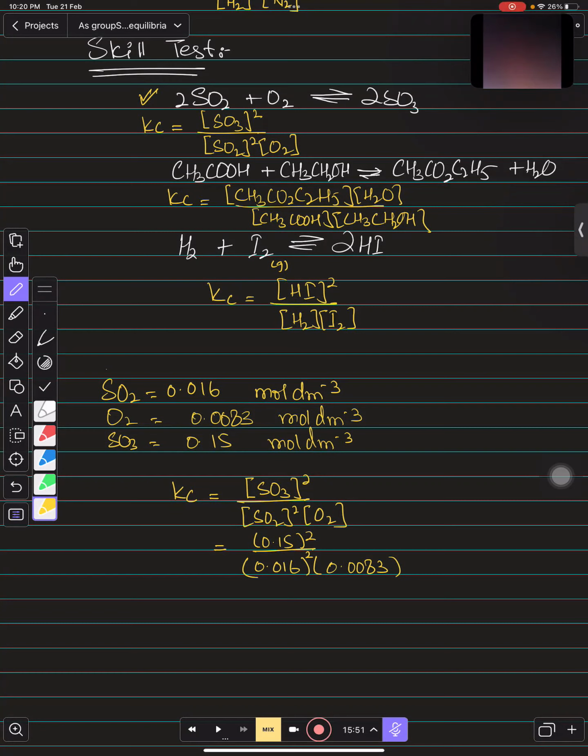क्या आंसर आएगा? Let's check. आपके पास कैलकुलेटर खोलना है, और उसके अंदर we have 0.15 square over 0.016 square, and then into 0.0083. So it is somewhere 10.58 into 10 raised to power 3. This is Kc. Now the thing is कि भाई इसका यूनिट भी होता है.